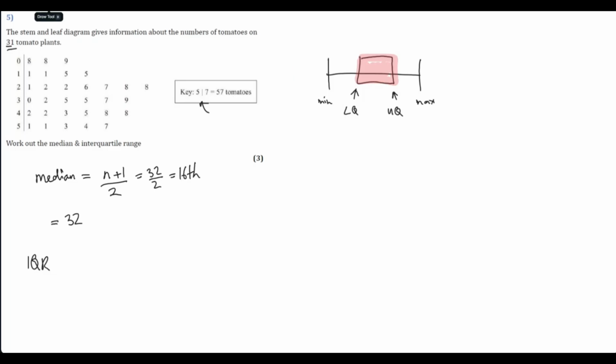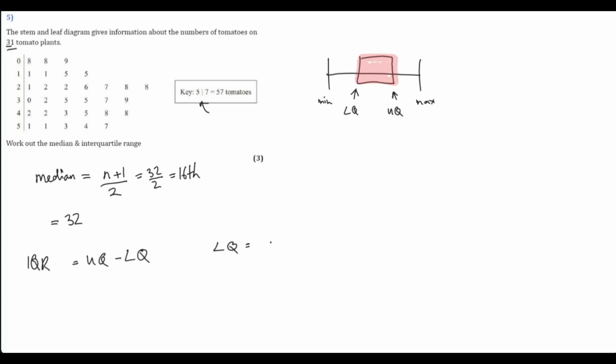So upper quartile take away lower quartile. And just like the median, we can work out these. The upper quartile is, because it's 3/4 in, going to be 3 times the lower quartile position. Now, it's probably better to do the lower quartile first.